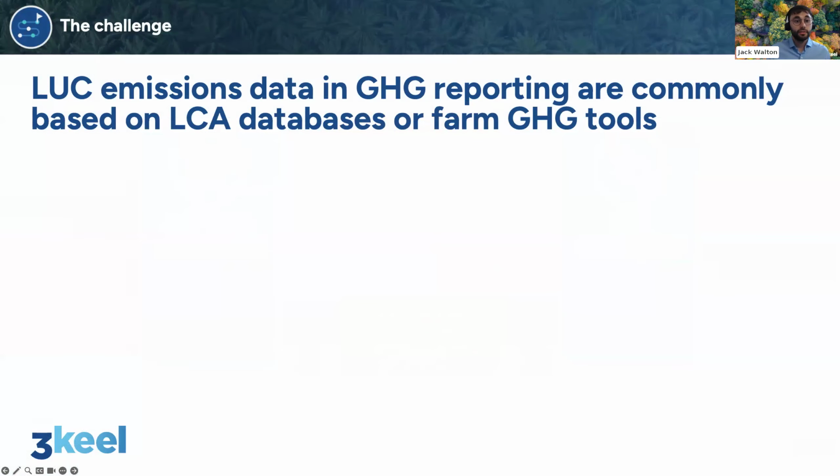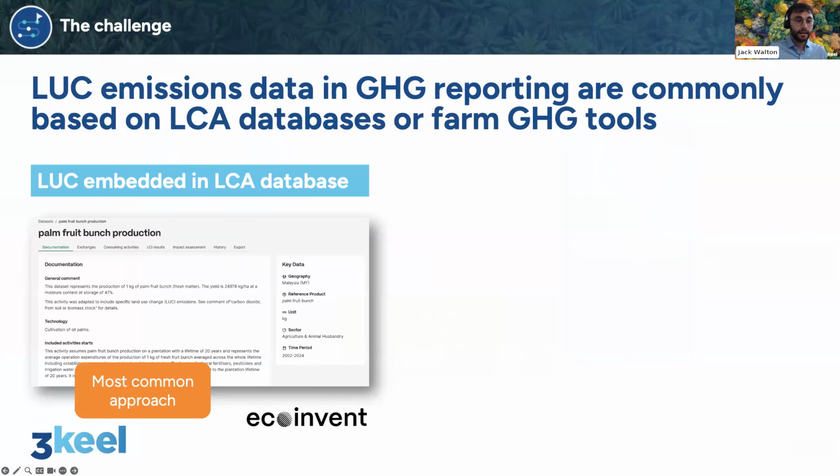So land use change emissions are commonly calculated from 2 main sources. The first of which is when they are embedded in emissions factors in LCA databases. Here we can see an Ecoinvent emissions factor for palm fruit bunch production, and this specifies that it contains land use change emissions within that emissions factor. And this is by far the most common approach for calculating land use change emissions in your greenhouse gas inventory.